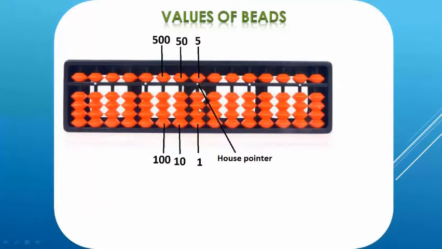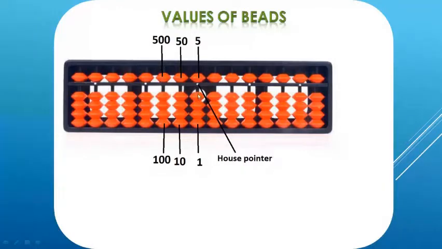Let's take this house pointer, this rod as the ones rod, and this is tens rod and this is hundreds rod. We can solve the problems from extreme right rod also. So here we can take this is ones, this is tens and this is hundreds. Now I will show you in the house pointer.